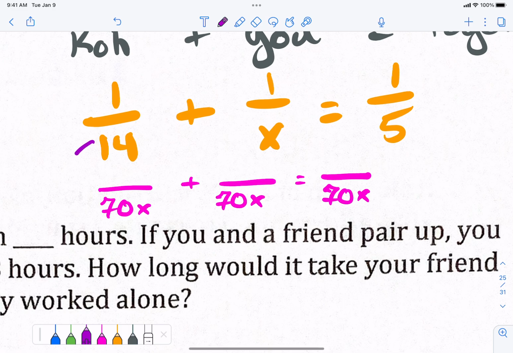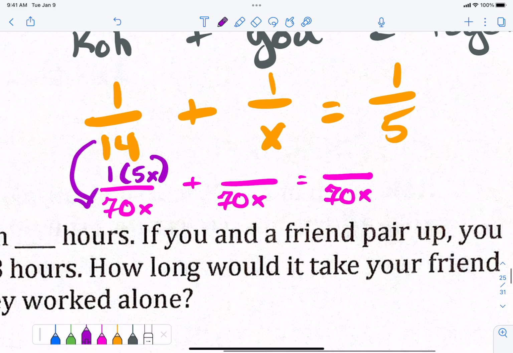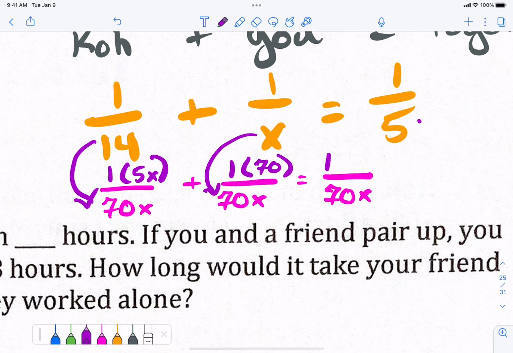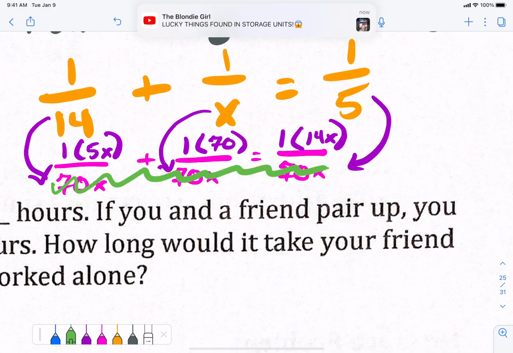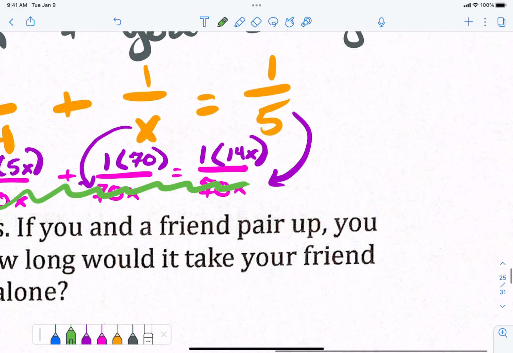Here we go. What do you take times 14 to get 70x? 5x, right? 5 and x. What do you take times x to get 70x? 70. What do you take times 5 to get 70x? 14x. Now it becomes easy. The bottom goes away. 1 times 5x is 5x. 1 times 70 is 70. And 14 times 1 is 14x.